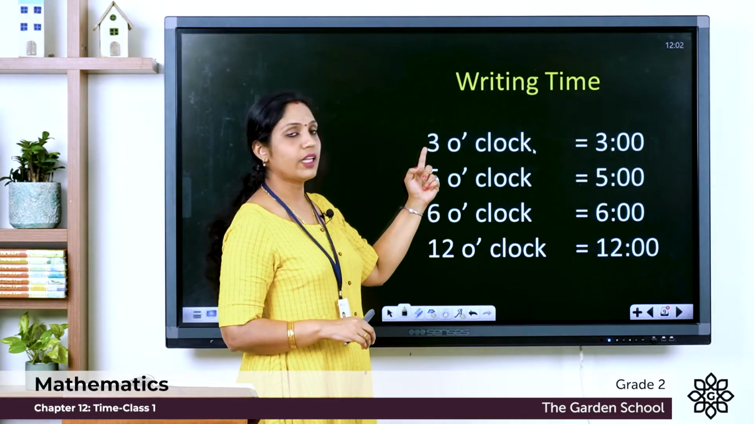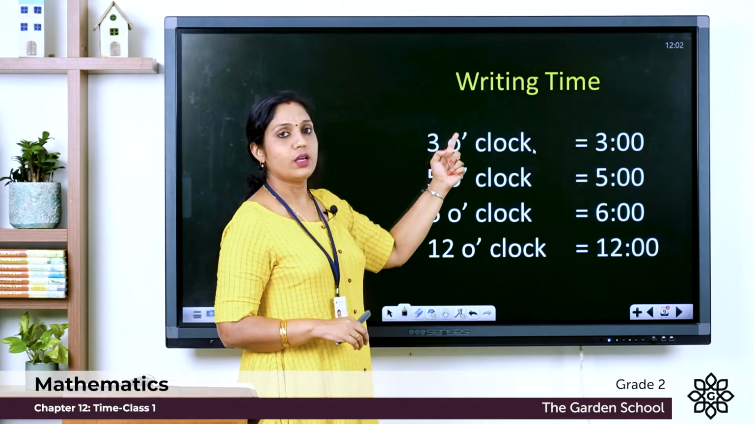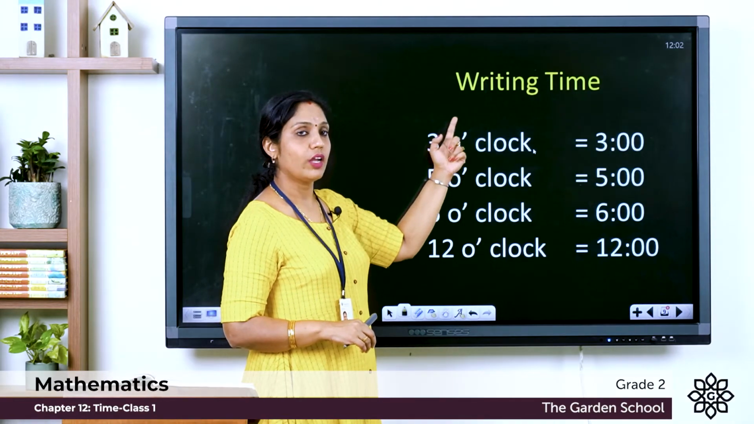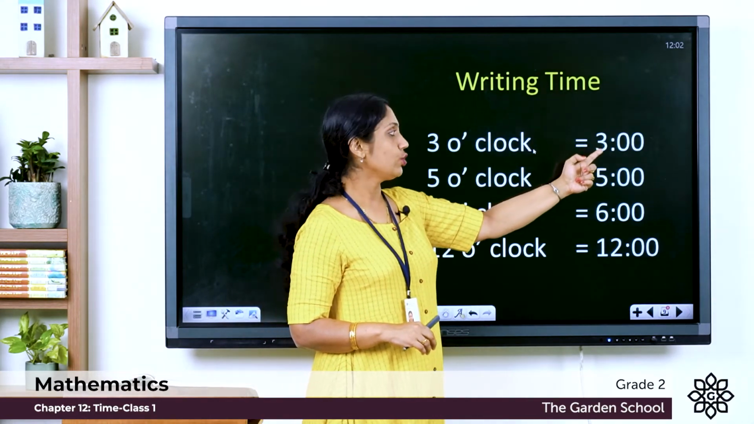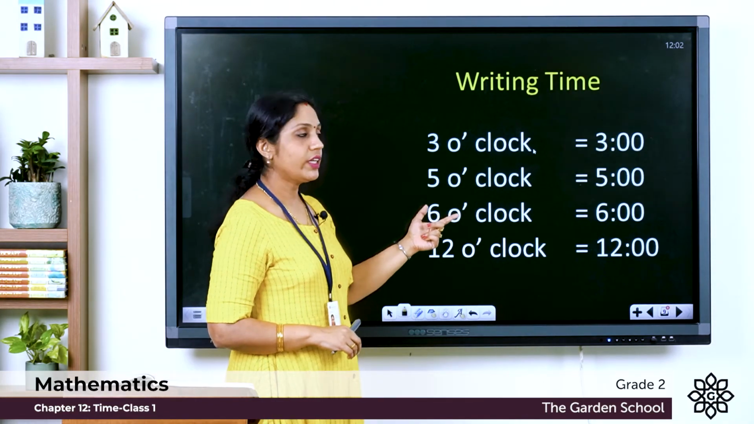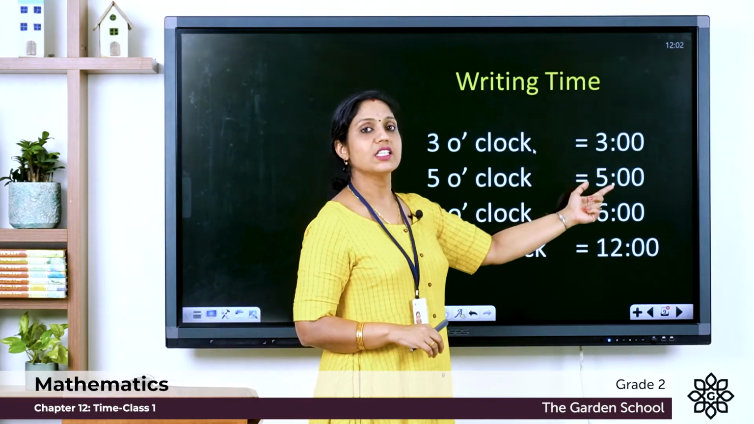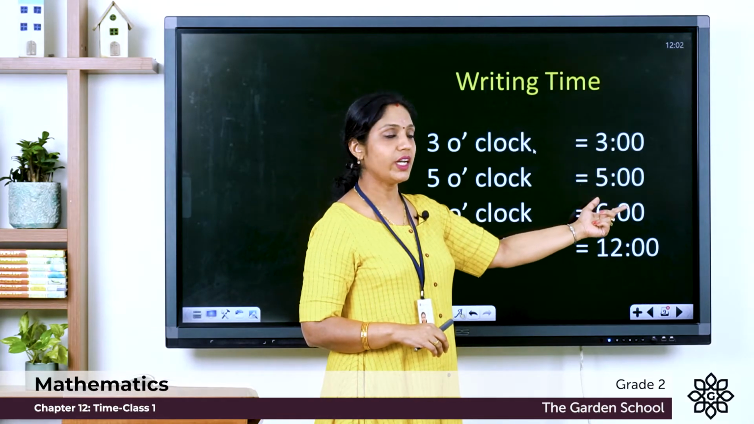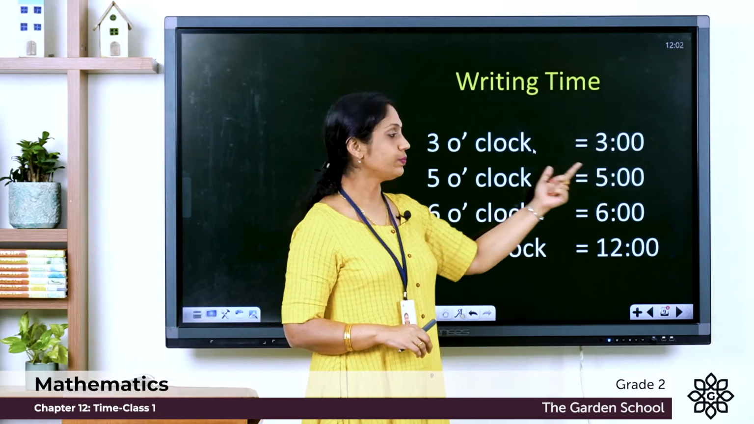Or it can also be written like this, 3 o'clock. In short form, you can write it 3:00. Next, 5 o'clock. How can you write it? 5:00. And how can you read it? It is read as 5 o'clock.